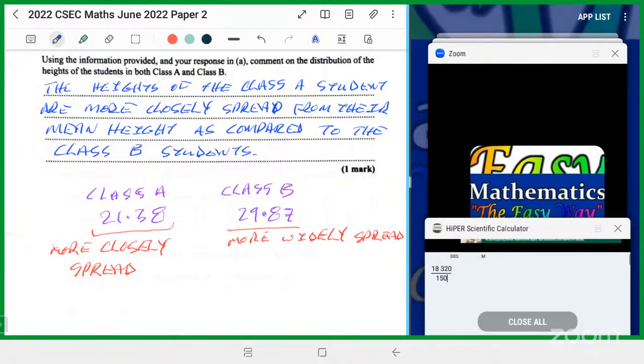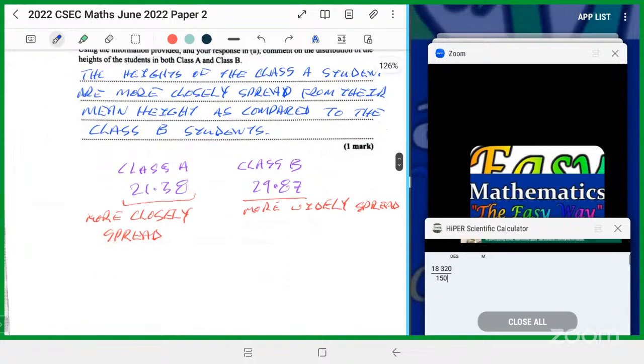And that is all. If you're referencing from class B, we said that the heights of students in class B are more widely spread from their mean height as compared to the students in class A. If you're referencing from class A, then their heights are more closely spread. If you're referencing from class B, then their heights are more widely spread. And that is it. Everybody good? Are you okay with that? Yes, sir. All right, good.